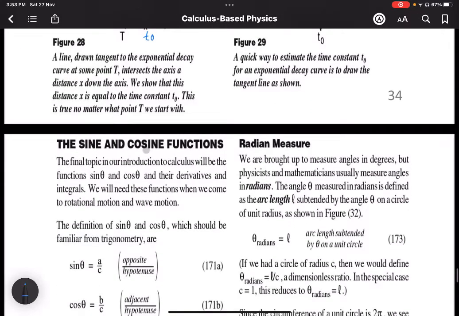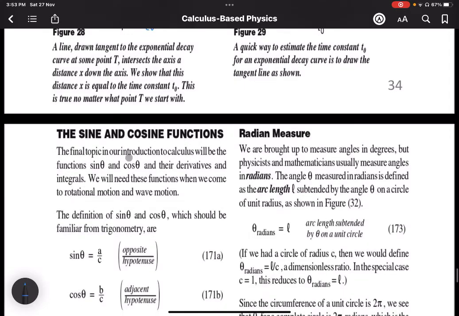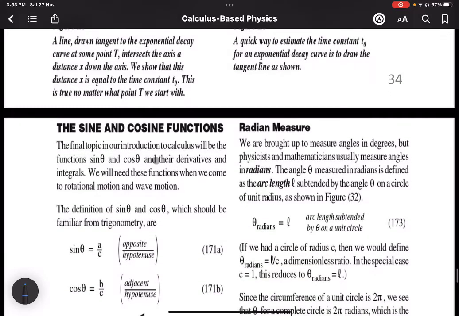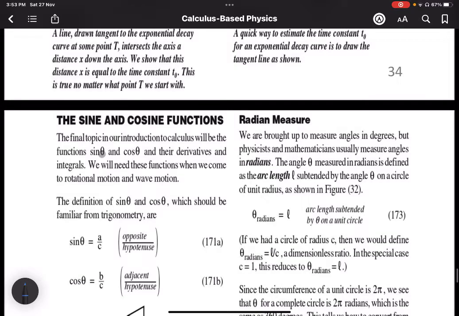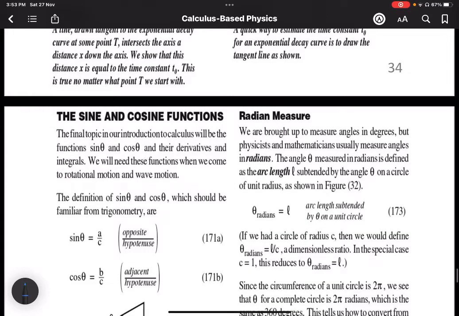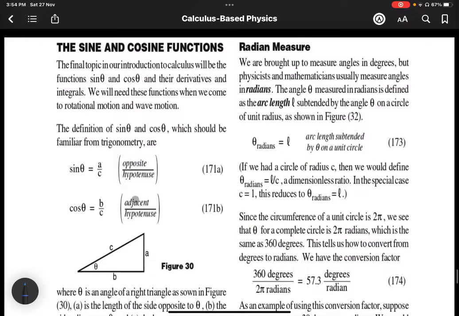We go now with sine and cosine functions. The final topic in our introduction to calculus will be the functions sine theta and cosine theta and their derivatives and integrals. So using the sine theta and cosine theta, we will get the derivatives and their integrals. Now, we will need these functions when we come to rotational motion and wave motion. The definition of sine theta and cosine theta should be familiar from trigonometry. So, dapat alam nyo na ito kasi pinagdaanan nyo ng trigonometry. So, review na lang to.